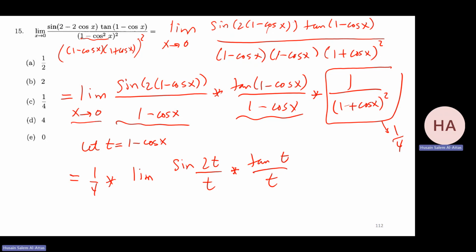Note, if x goes to 0, then cosine x goes to 1, 1 minus 1, so t goes to 0. And this is, we know how to do it. So it's 1 over 4 times 2 times 1, so the answer is half, which is this one.